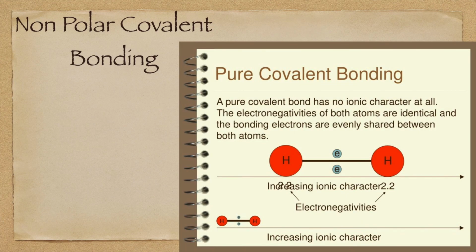And now we have pure covalent bonding, pretty much the easiest bonding to understand. A pure covalent bond has no ionic character at all. The electronegativities of both atoms are identical. In the bonding, electrons are evenly shared between both atoms. Basically, this means both atoms are exactly the same.